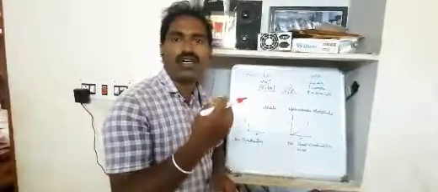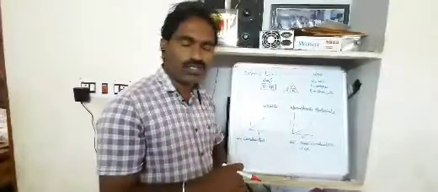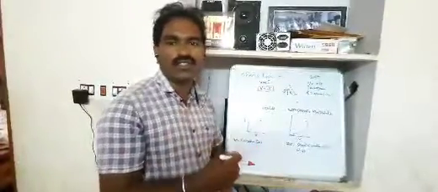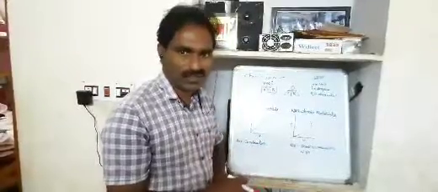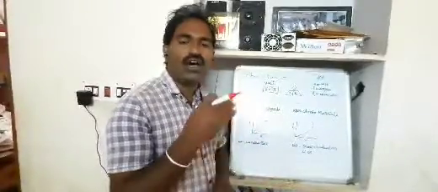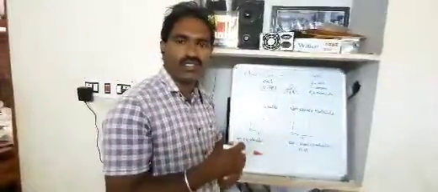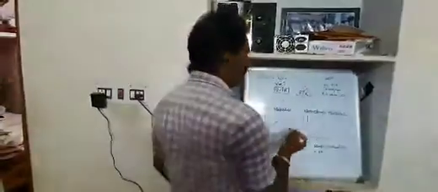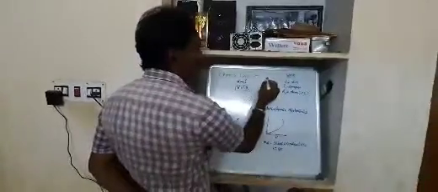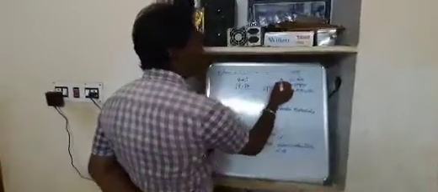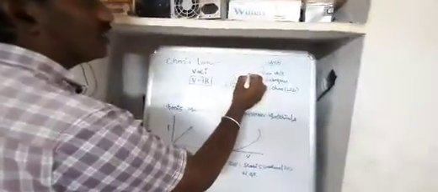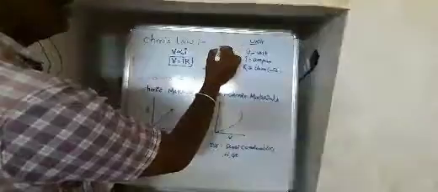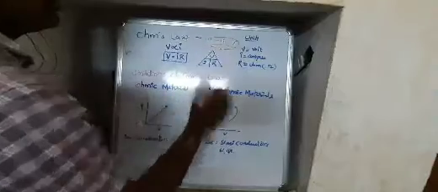How does current flow in a conductor? Because of the voltage difference. Due to voltage difference, current flows in a conductor. That is, current always flows from high voltage to low voltage. Suppose this is a conductor. These are the ends of the conductor, with a potential difference across the conductor. So current flows like this.